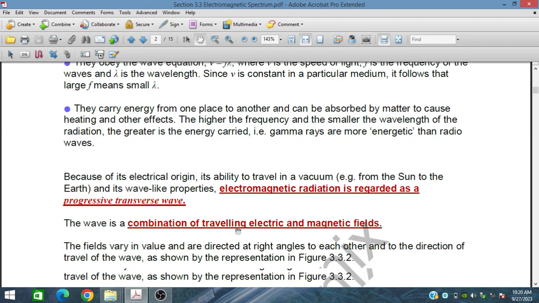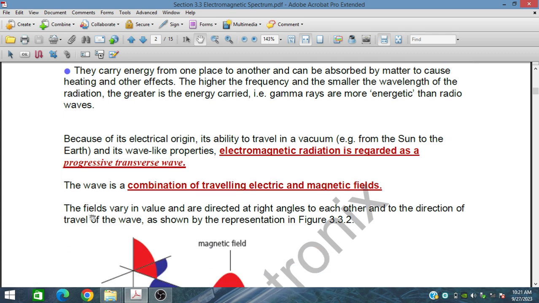Because of its electrical origin, its ability to travel in a vacuum from the sun to the earth, and its wave-like properties, electromagnetic radiation is regarded as progressive transverse waves. The wave is a combination of traveling electric and magnetic fields. These fields vary in values and are directed at right angles to each other, and to the direction of travel of the wave, as shown by the representation in figure 3.32.